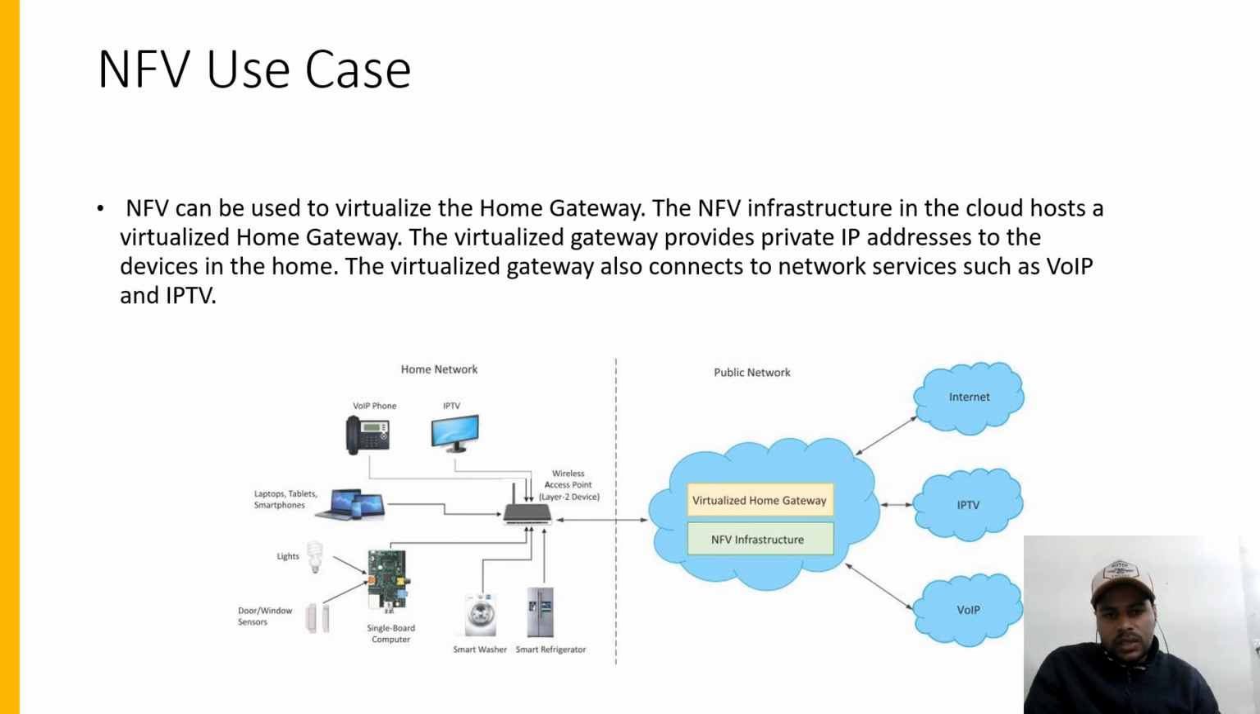Like you can see in the diagram, there is a home network, IP phone, IPTV connected to the wireless access point like a router, and all these devices are connected, like tablets, lights, single board computer, smart machine, smart washer, smart refrigerator. These are all connected to the wireless access point, a layer 2 device. And in the public network there is the internet, IPTV, VoIP, and the virtualized home gateway and NFV infrastructure through which they connect various network services such as VoIP and IPTV.